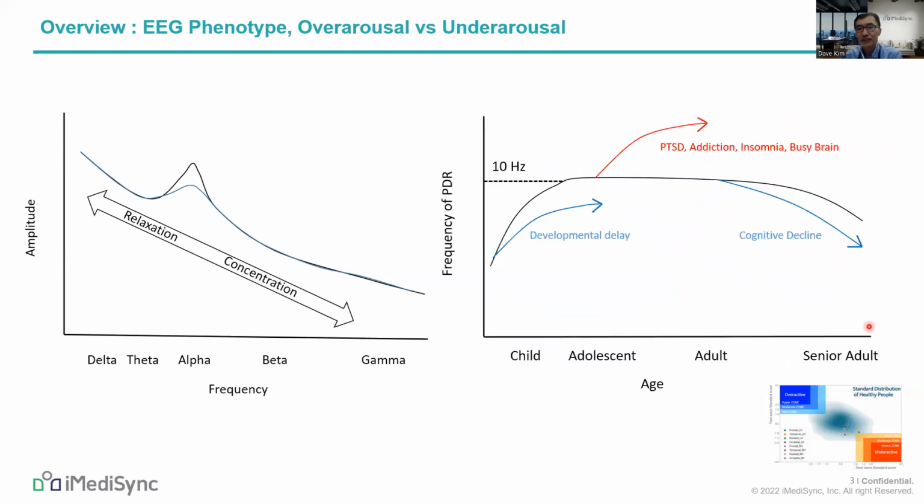Another important thing is the alpha peak frequency, the age dynamics of the posterior dominant rhythm. The alpha peak frequency develops into the adult range in early adolescence and declines in normal aging. But alpha frequency is slower than the age-relevant average in developmental disorder and cognitive decline in the senior population, while alpha frequency is higher than the normative value in many overarousal phenotypes, such as PTSD, insomnia, and busy brain.